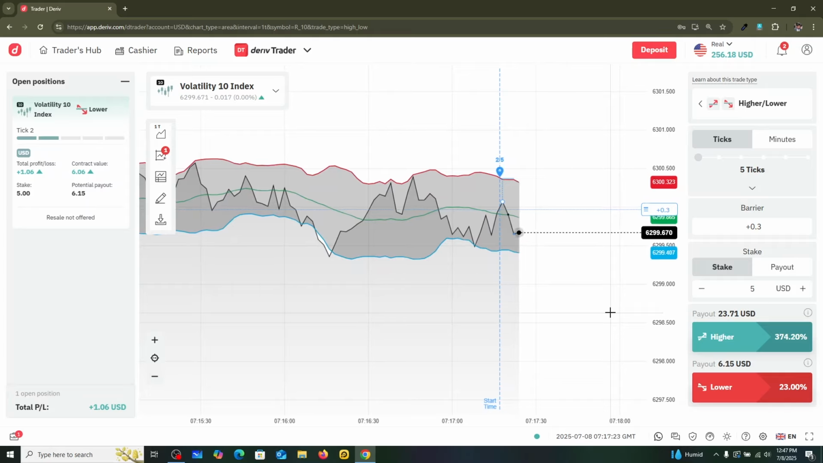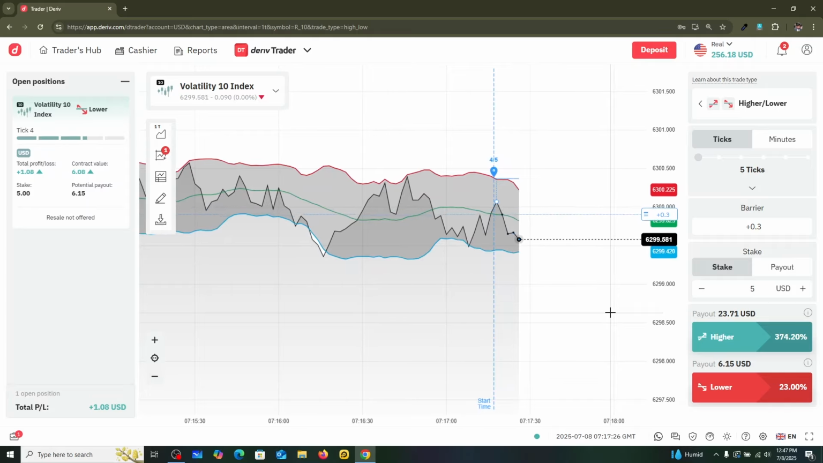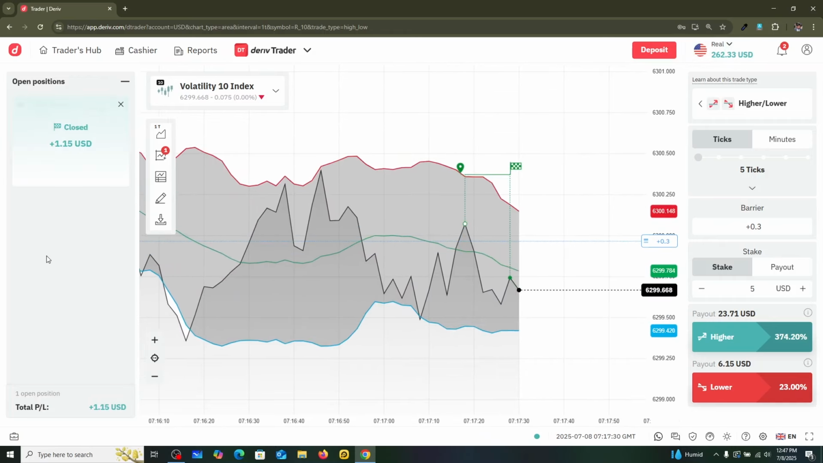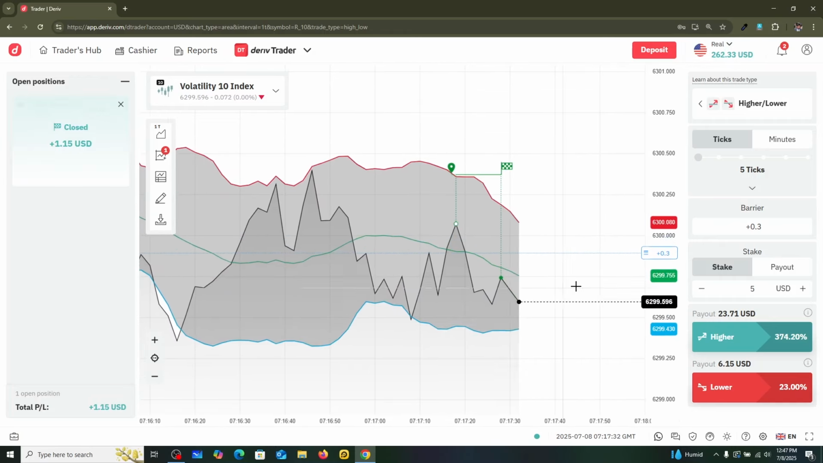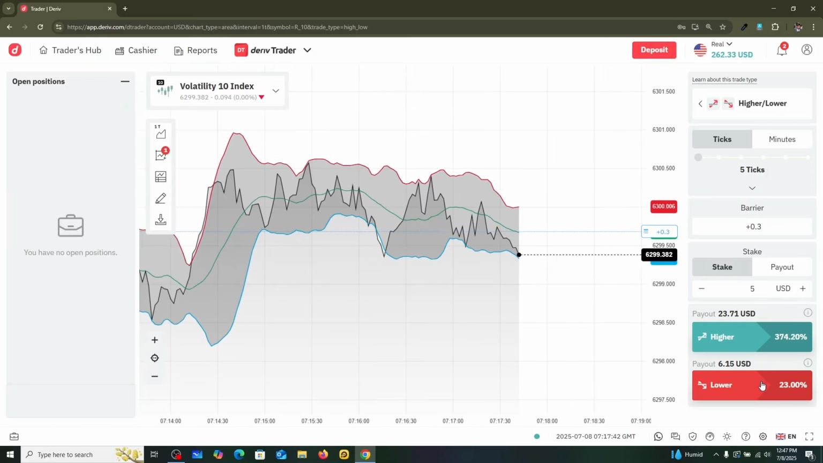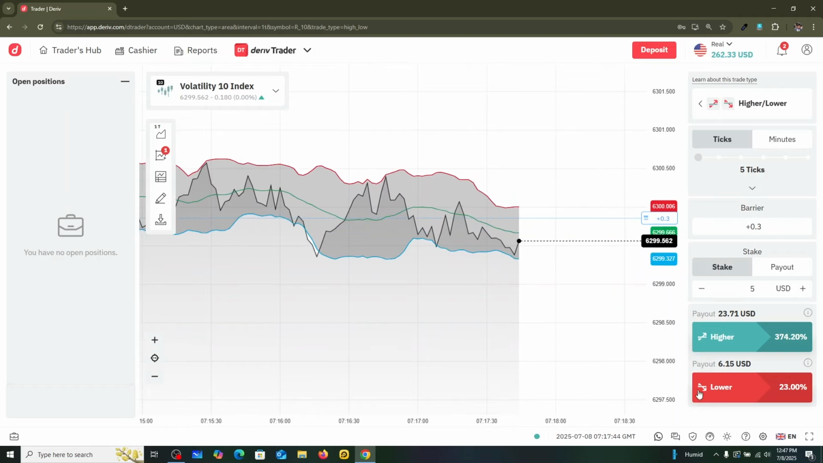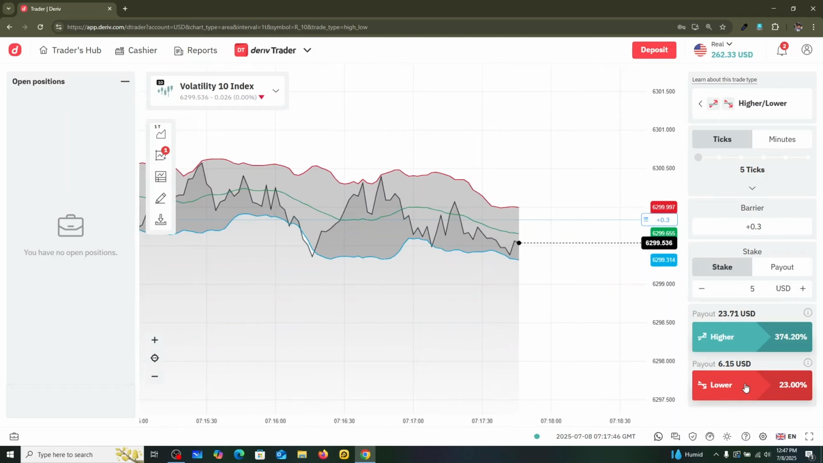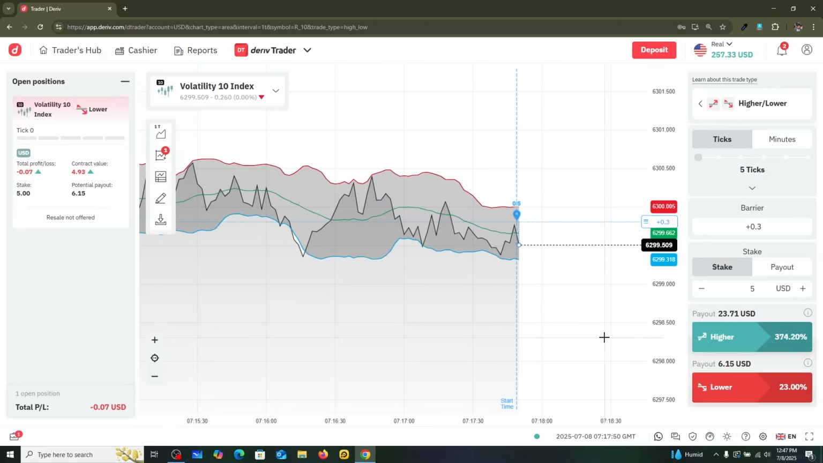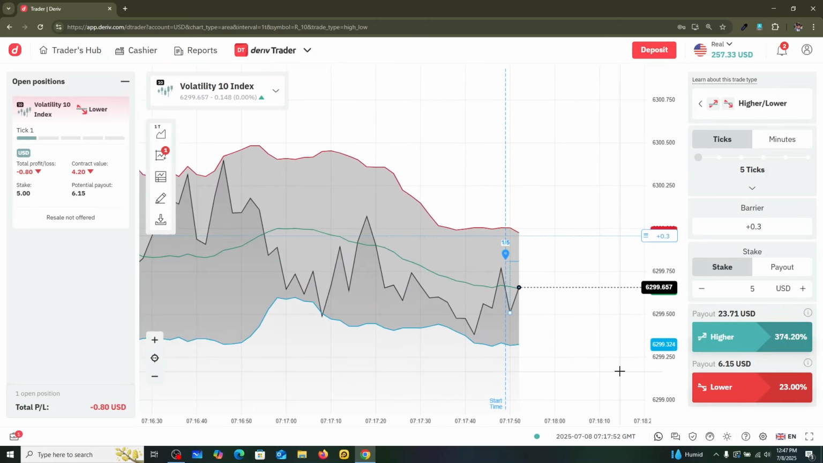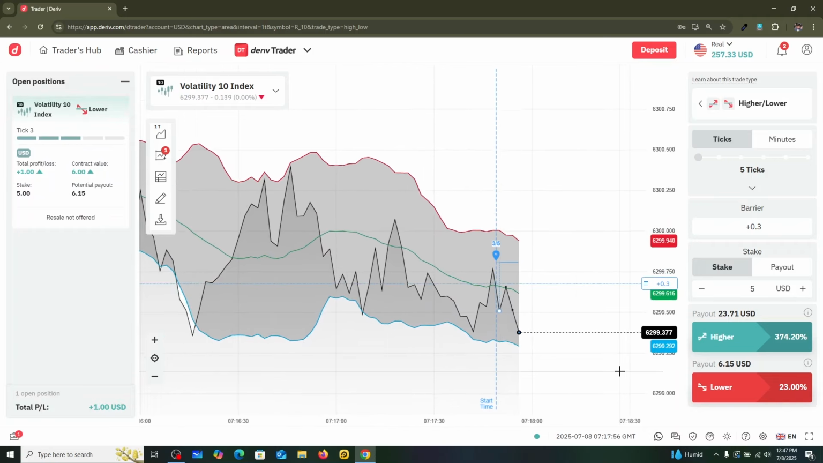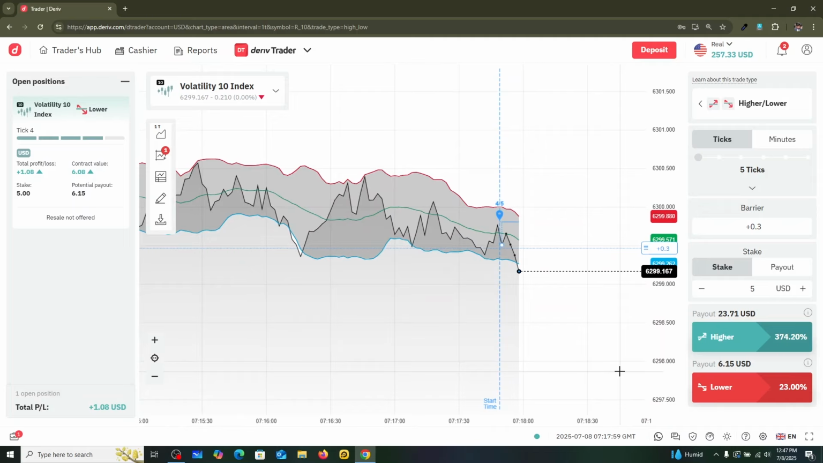Here you can see I have entered another contract. As you can see, we are going to win that one. Also here I have made almost $2.5 in 2 trades. So this is how you do this. Let's wait for another one. Here you can see we will definitely win this one also.